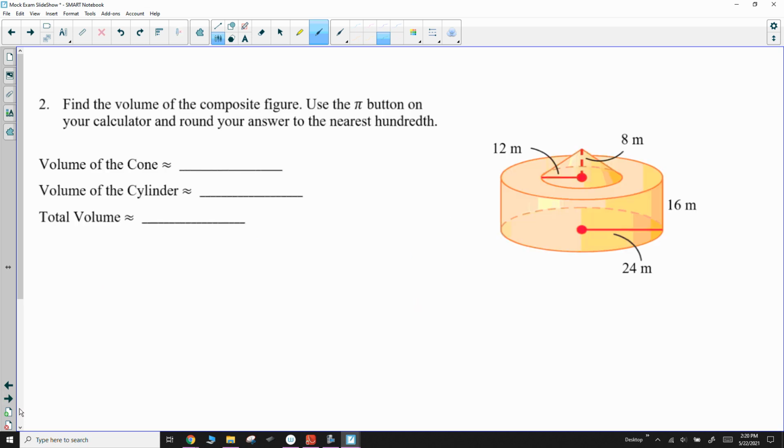All right, number 2, find the volume of the composite figure. Boy, you've seen this composite figure so many times, you know exactly what to do. This is asking us for the volume of the cone and the volume of the cylinder.